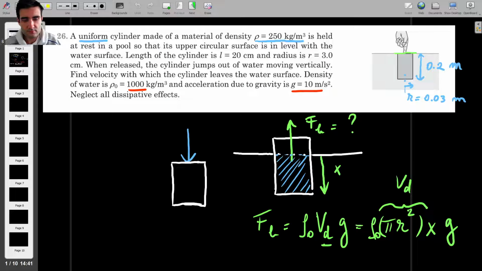So there is no drag in this question. As the question states clearly at the end, neglect all dissipative effects, which means that we basically ignore friction. So if we ignore friction, which would be the only way in which the total energy would be reduced, it means that the energy of this object is conserved, and that's what we're going to apply.